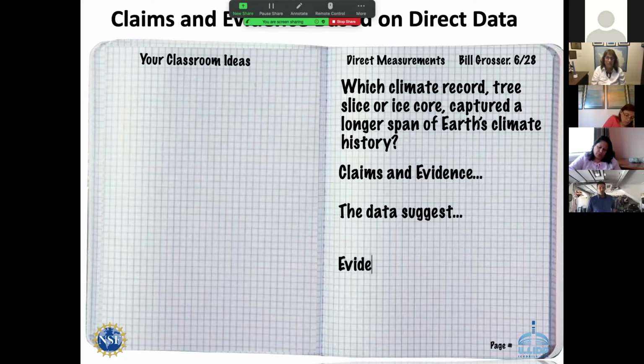So I'd like you to write a two-part little statement to summarize this activity. I'd like you to finish the first sentence, "The data suggests," and tell me which one you think captures more of the Earth's history, climate history. And then the second part of that, you have to back it up with some numbers, some data that you collected using your direct measurements.